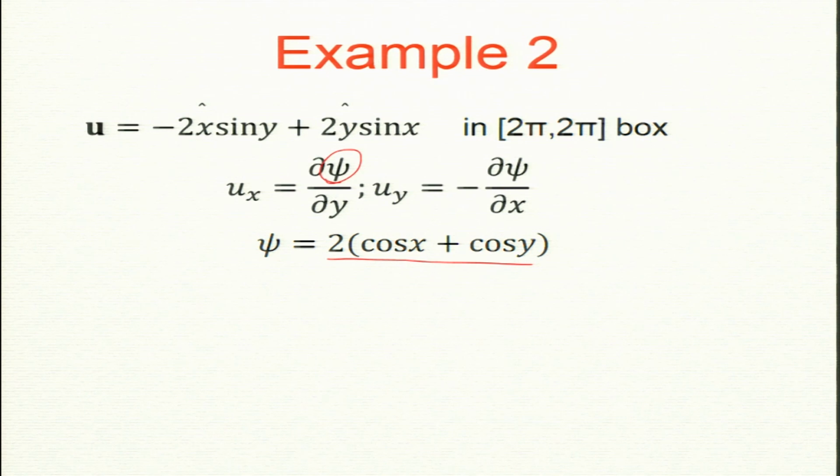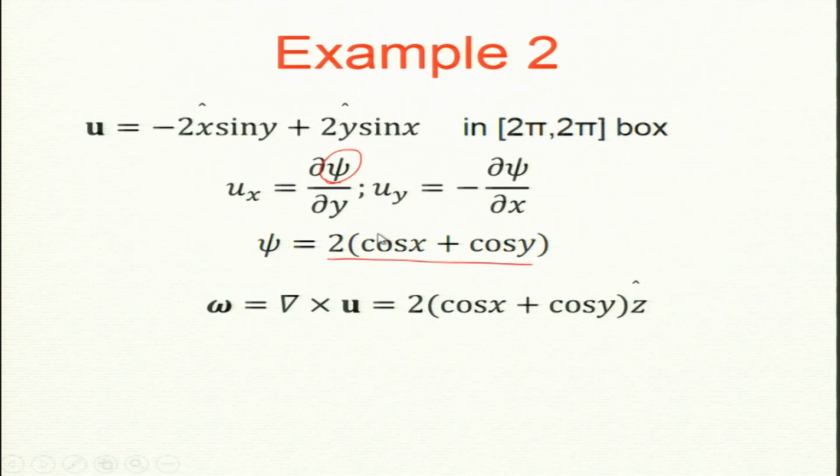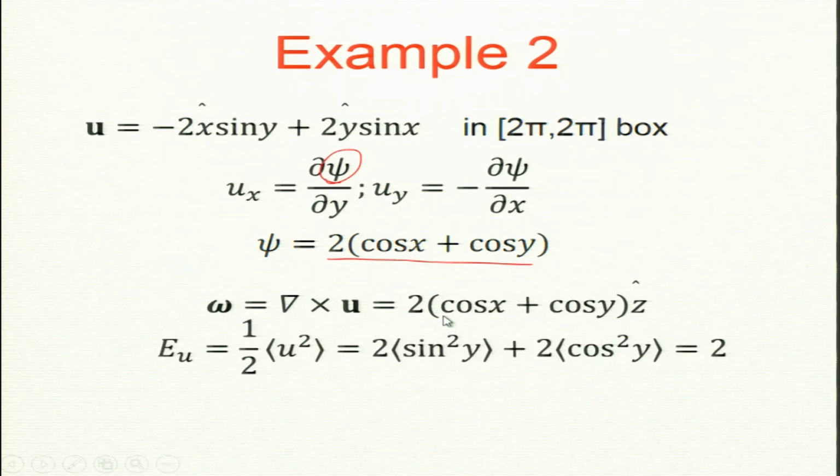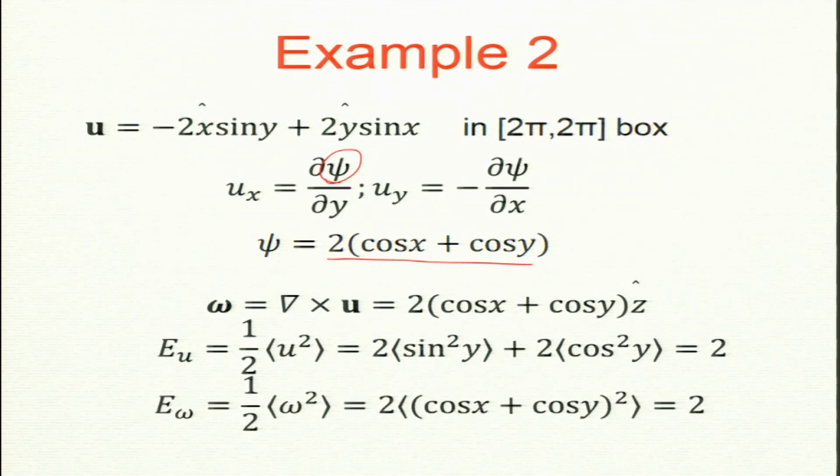You can also compute vorticity. Vorticity is partial x uy minus partial y ux. It is along the z direction, 2 cos x plus cos y. Of course, omega and u are perpendicular because omega is along the z direction. You can compute kinetic energy. Please make sure that it is ux squared plus uy squared. So u squared is a sum of 2 terms for 2D and a sum of 3 quantities in 3D: ux squared plus uy squared plus uz squared. Since it is 2D, there is only one omega, omega z.